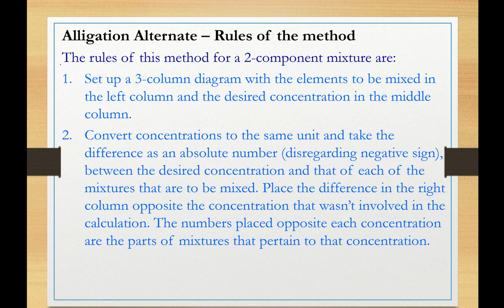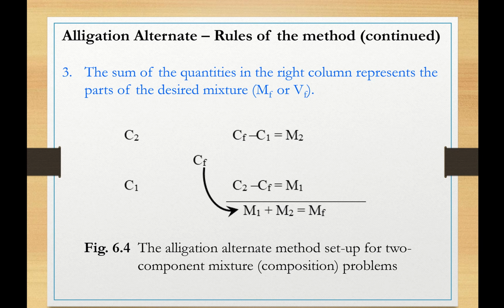Now, these are the rules of the method that we can describe immediately in this slide. In the left column here, you write the concentrations of the initial solutions or mixtures. In this case, we are describing the method for a two-component mixture. Okay? Now, C2 could be higher than C1 or the other way around. CF is placed in the middle of this table and is the concentration of the resultant mixture.